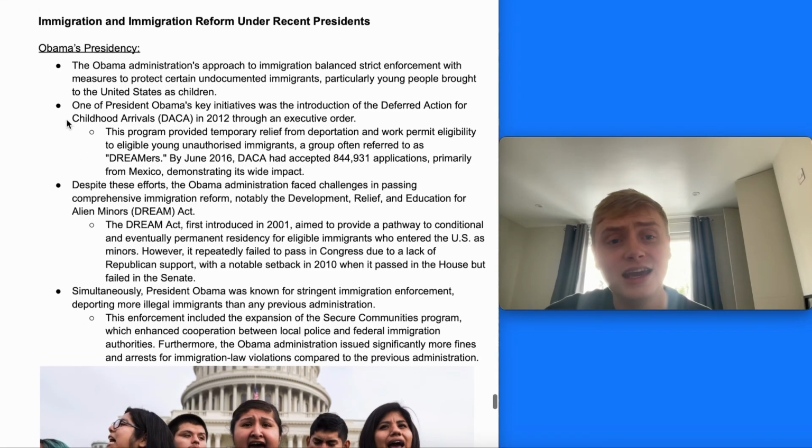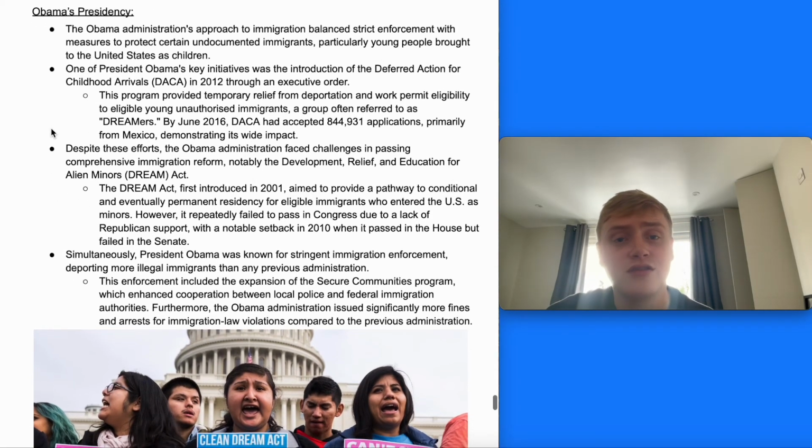One of Obama's key initiatives was the introduction of the Deferred Action for Childhood Arrivals, DACA, which is an executive order. It provided temporary relief from deportation and work permit eligibility to young unauthorized immigrants, a group often referred to as dreamers. And by June 2016, it had accepted over 800,000 applications, primarily from Mexico, demonstrating its wide impact.